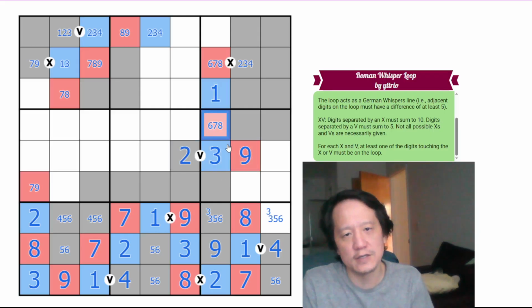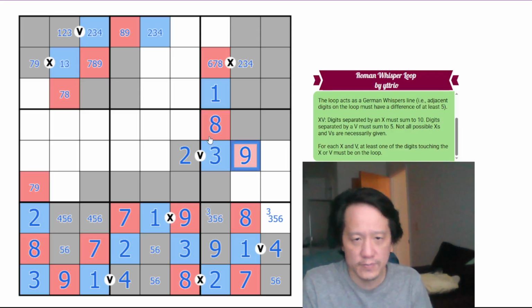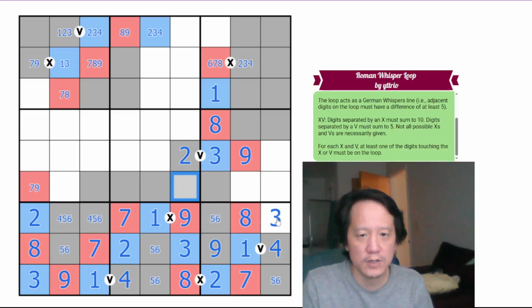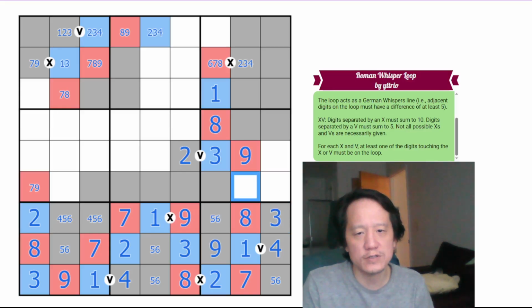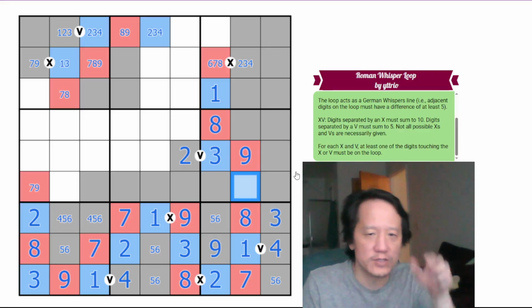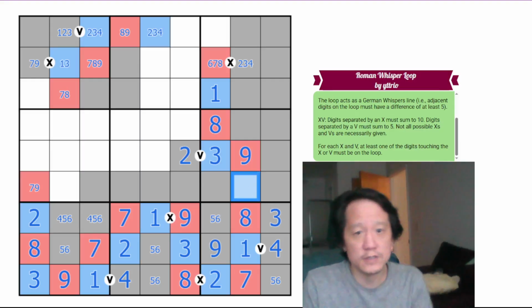3 can only be next to 8 and 9 on the loop, so this is 8 and 9. This can't be 3. Therefore, 3 must be here. If this were on the loop, it would be next to a 9, but this can't be 8 or 9, and this can't be 8 or 9 because of the 8 and 9 in the box. So this cannot be on the loop. Therefore, this is on the loop, and these cannot be on the loop because then it would touch itself. This cannot be 3, can't be 1, it must be 2 as the remaining digit between 2 unique digits on the loop. This can't be 8, so this can't be 2 here.